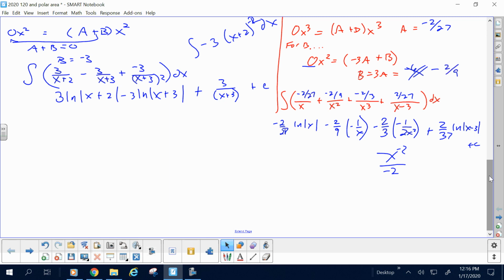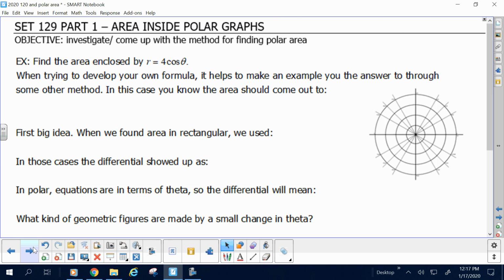I used to teach 129 when 129 came, but it just wasn't enough time to really get good at it. 129 is a really hard set if you don't teach a little ahead of time. So I'm taking a good chunk of 119, 129 and teaching it right now. All right, so the idea of the day is how do you find the area inside polar curves? Here goes. Say I wanted to find the area enclosed by r equals 4 cosine theta.